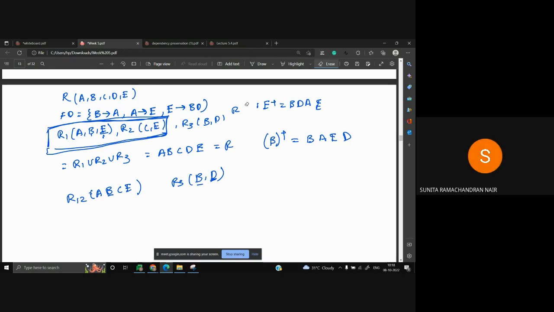So, sir, similar to what we did for R12, we should do for R13, R23, all those things? No, no. You have to check whether this is a lossless decomposition or not. First you have to check R1 and R2, which have a common attribute. So R1 and R2 is a lossless join decomposition. Then you check R12 and R3. B is the common attribute, and these two, R12 and R3, are a lossless join decomposition. Then we can say that this is a lossless join decomposition.